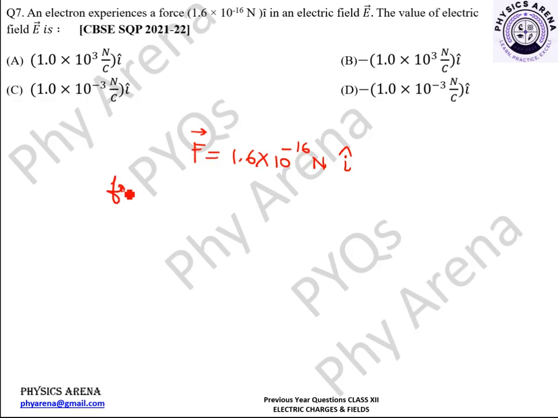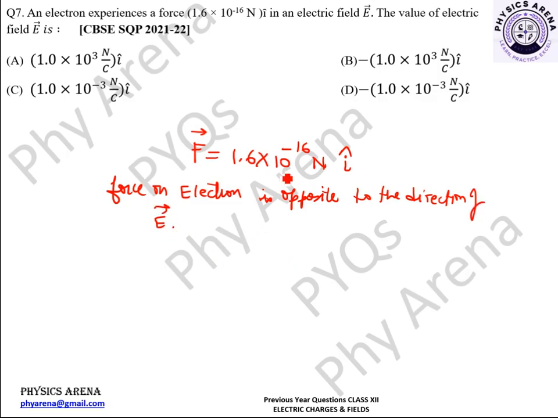We know that force on electron is opposite to the direction of electric field. So if electric field is towards the positive x-axis, the force will be towards the negative x-axis. So since the force is towards the positive x-axis, electric field has to be towards the negative x-axis. So we can find it out. F vector is equal to minus Q times E vector.